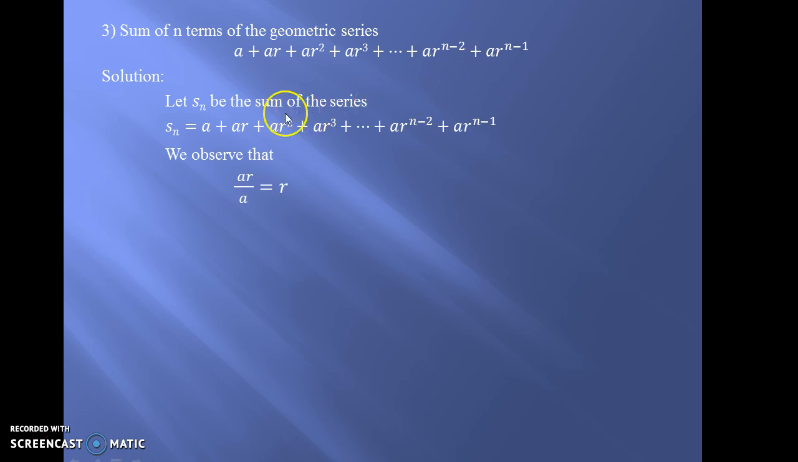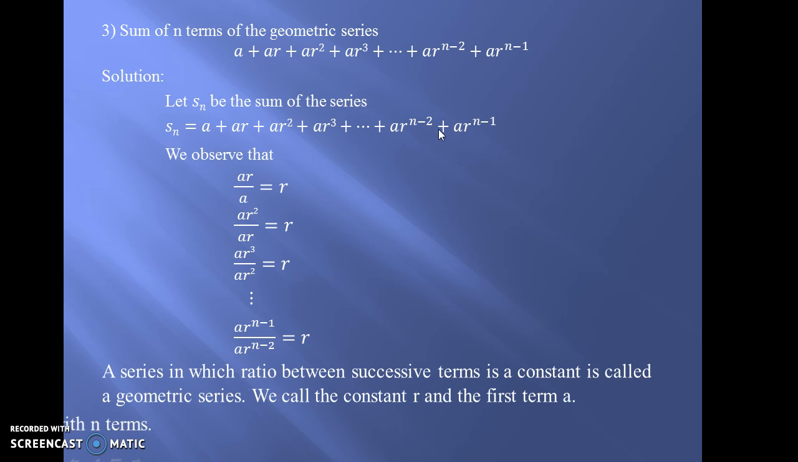We observe that the ratio between second term and the first term, that is ar divided by a, is r. The ratio between third term and the second term is r, etc. The ratio between nth term and the n minus 1th term is r. So in this series, the ratio between any two successive terms is a constant. And such a series is geometric series. And this is a geometric series with n terms.